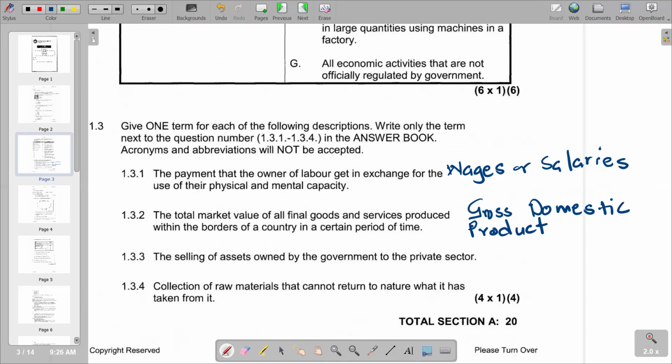So moving on to the next part, it is saying the selling of assets owned by the government to the private sector. Obviously, there is a movement from government ownership to private ownership. So obviously, this is privatization.